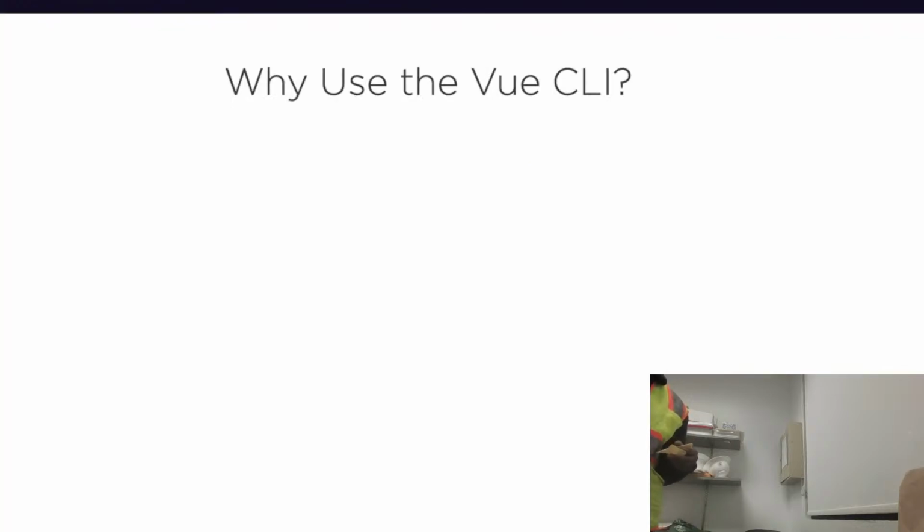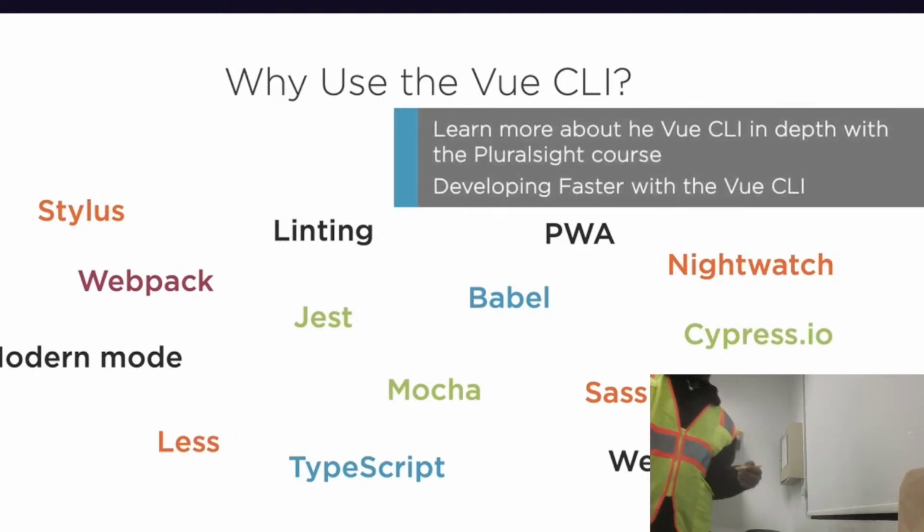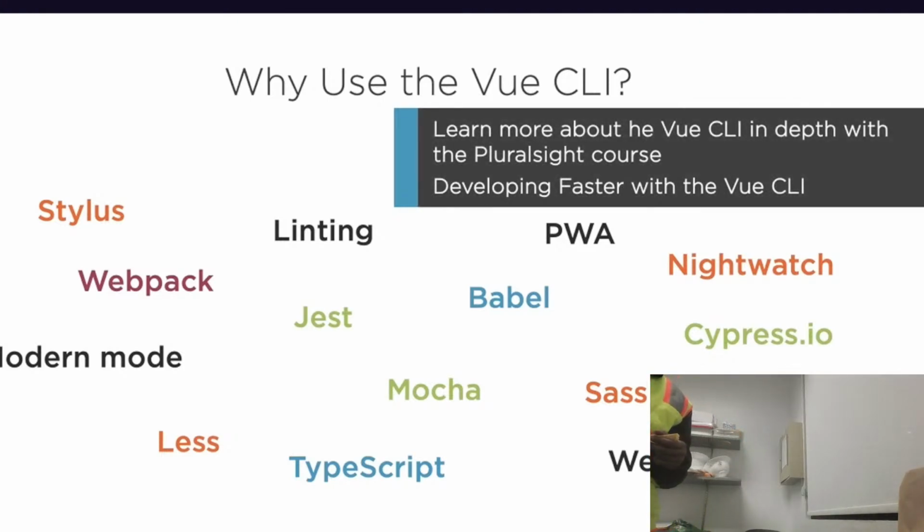So why do you want to use the Vue CLI? Well, good question. Do any of these things interest you? Like Sass or Jest or Babel or PWAs or Nightwatch or Modern Mode or TypeScript? Do you even know what all these things are? And how are you going to put them all together in your Vue app and make sure they all work? Well, the Vue CLI does all that for us. So we're going to use that in this course. And if you want to learn more about the Vue CLI itself, you can check out this Pluralsight course that I authored called Developing Faster with the Vue CLI.